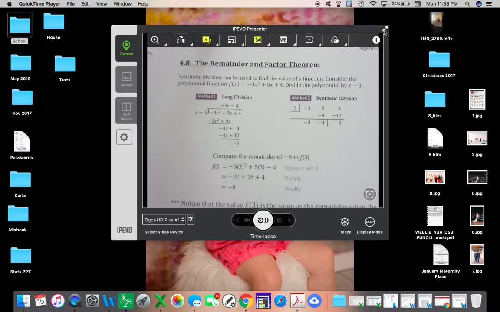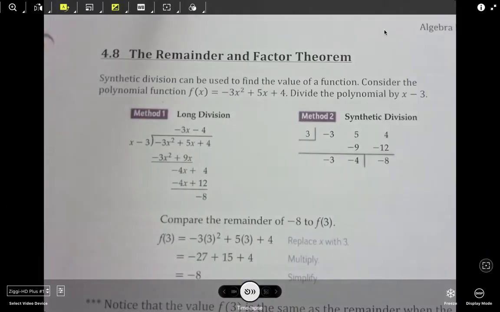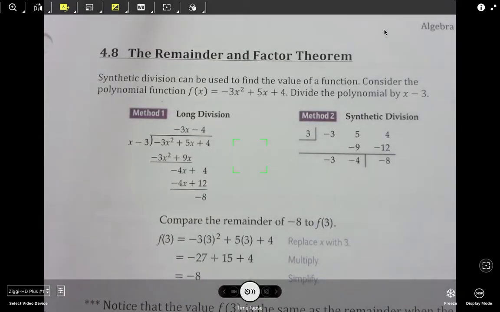Algebra 2, this is section 4.8. This is the last section of the chapter that we're going to do. I think there might be a section 4.9, but we're skipping it. But section 4.8 is kind of a fun section.